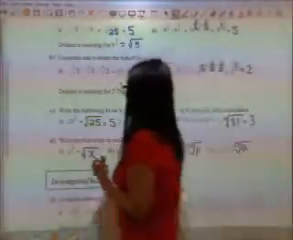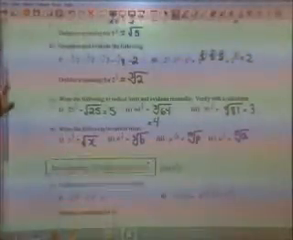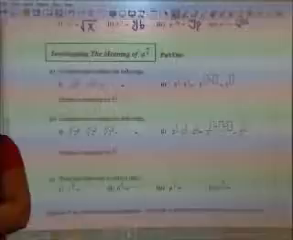So we're going to continue this into our next investigation. Investigating the meaning of a to the power of m over n. So if I take the square root of 5 to the power of 3, and I multiply it by the square root of 5 to the power of 3, what would I get?